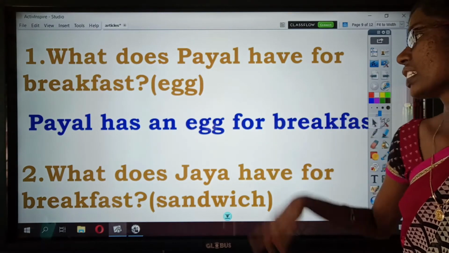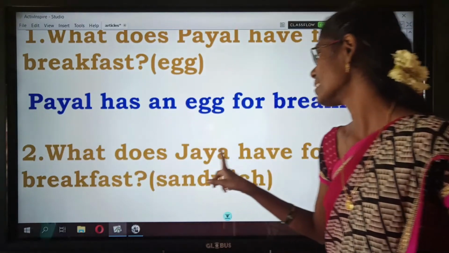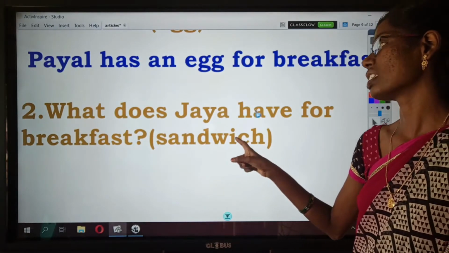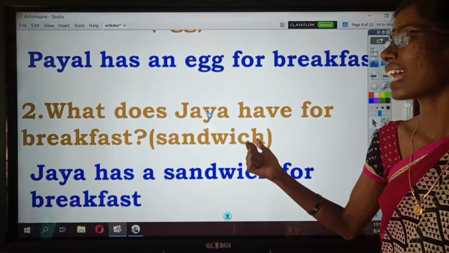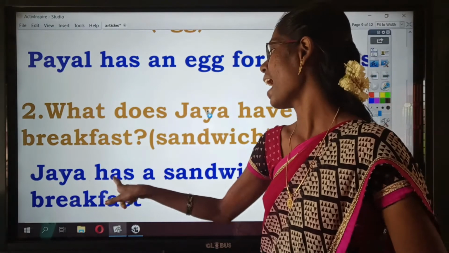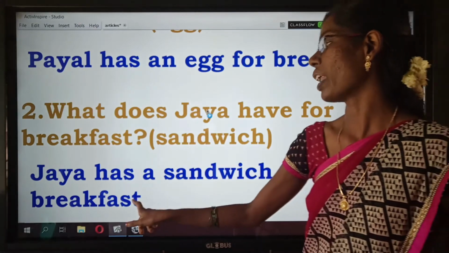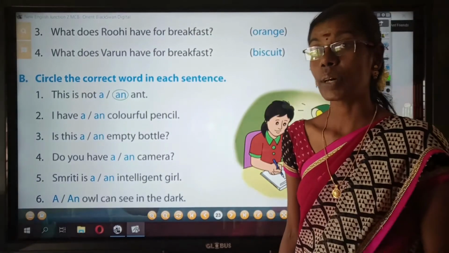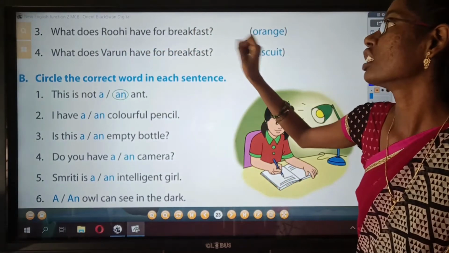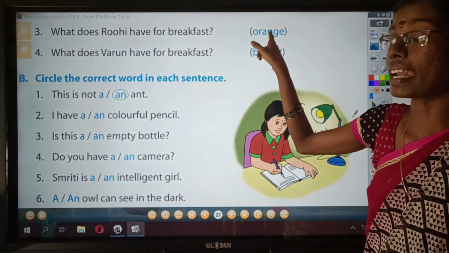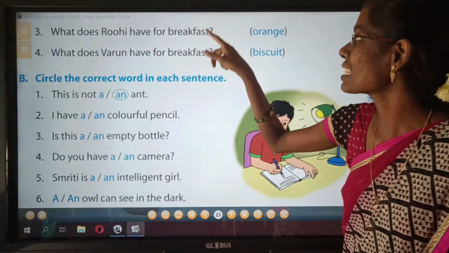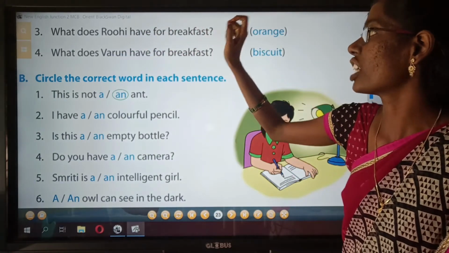Next question. What does Jaya have for breakfast? What is she having? She is having a sandwich. Sandwich is starting with a consonant. So Jaya has a sandwich for breakfast. The next question is, what does Rogi have for breakfast? The clue is orange. Orange is starting with a vowel. So the answer will be: Rogi has an orange for breakfast.